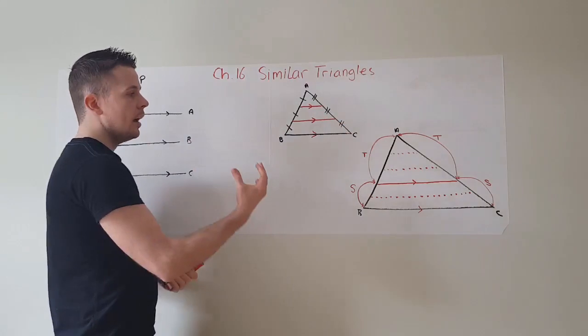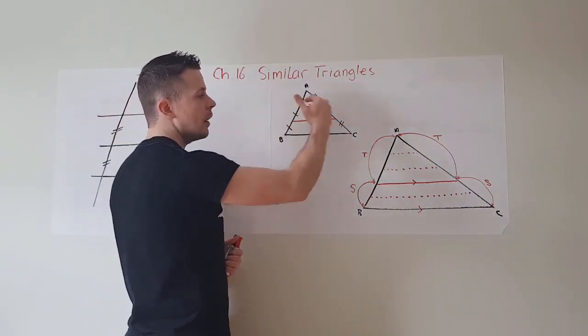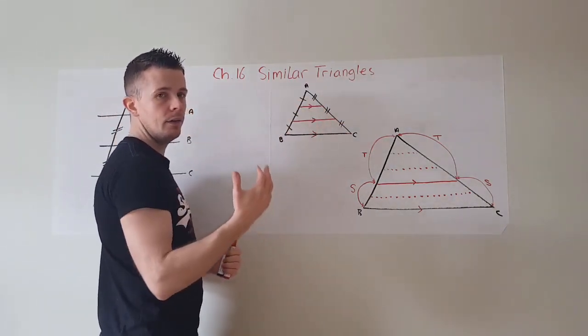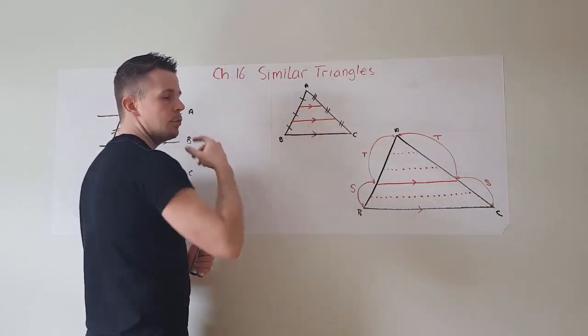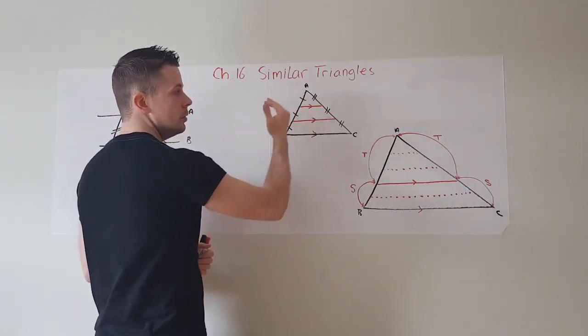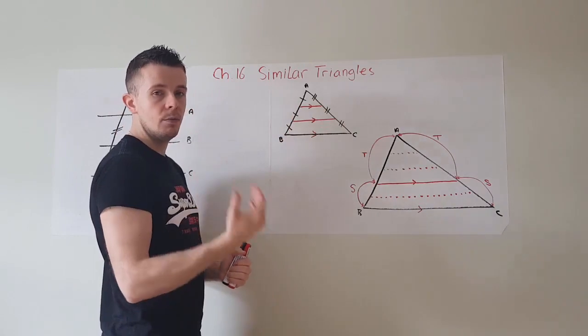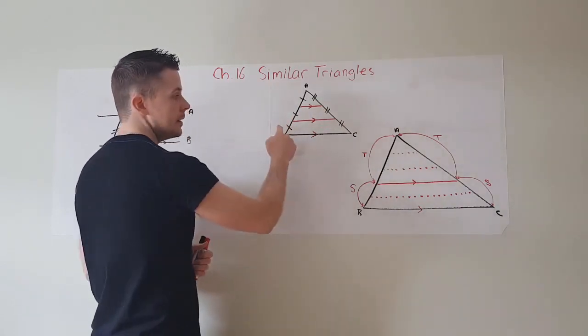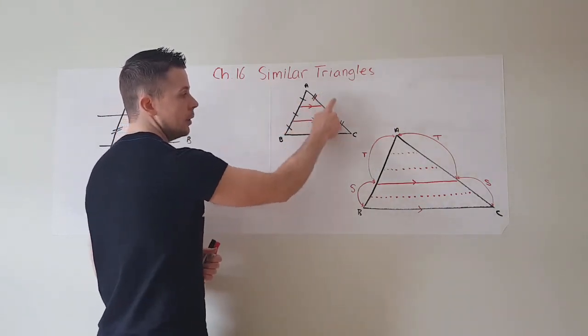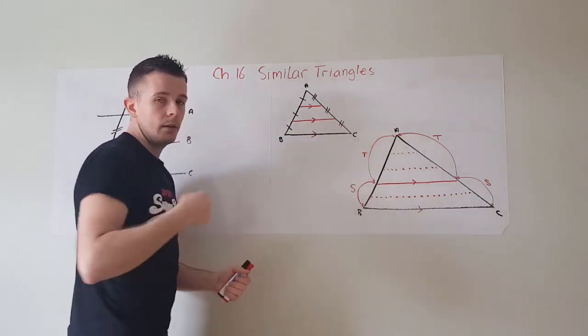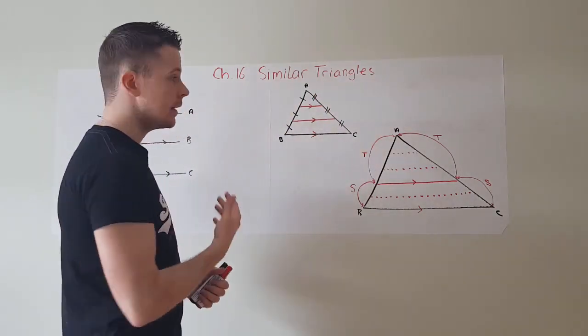So if we have a series of parallel lines to any given edge in a triangle, it will result in the other two sides being divided into the same ratio. And in this case, they're all equal. That's one of our theorems, and we'll have a look at it in a second.